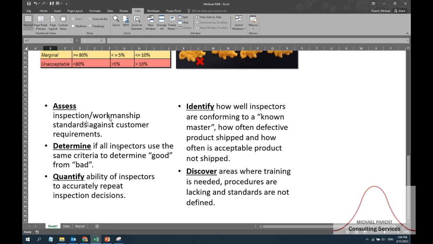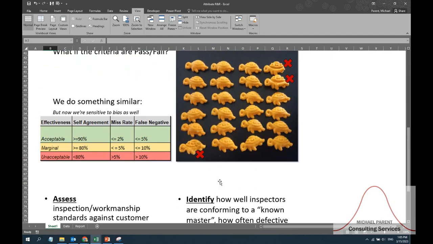We want to determine if all inspectors are using the same criteria for good and bad. We want to quantify the inspector's abilities. We want to identify how well inspectors are conforming to the known master. In this case, it was my opinion as some dignified cheese cracker chef or consumer. And then we want to discover where our areas are to improve.